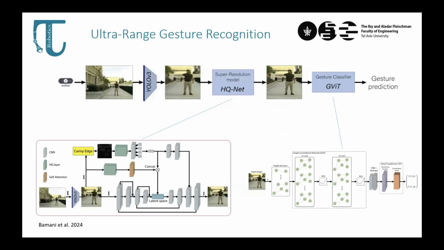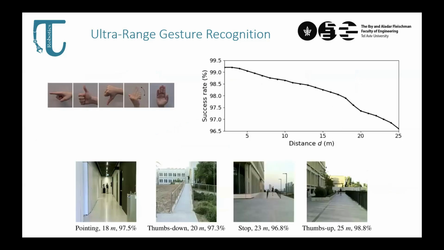So we devised a model, basically two models. One takes the image of the user and improves its resolution with a super resolution model. Other super resolution models were not specifically effective for depth and for looking at these finger features. Then another model, based on graph convolution networks and vision transformers, does the recognition. And you can see the success rate was very good.